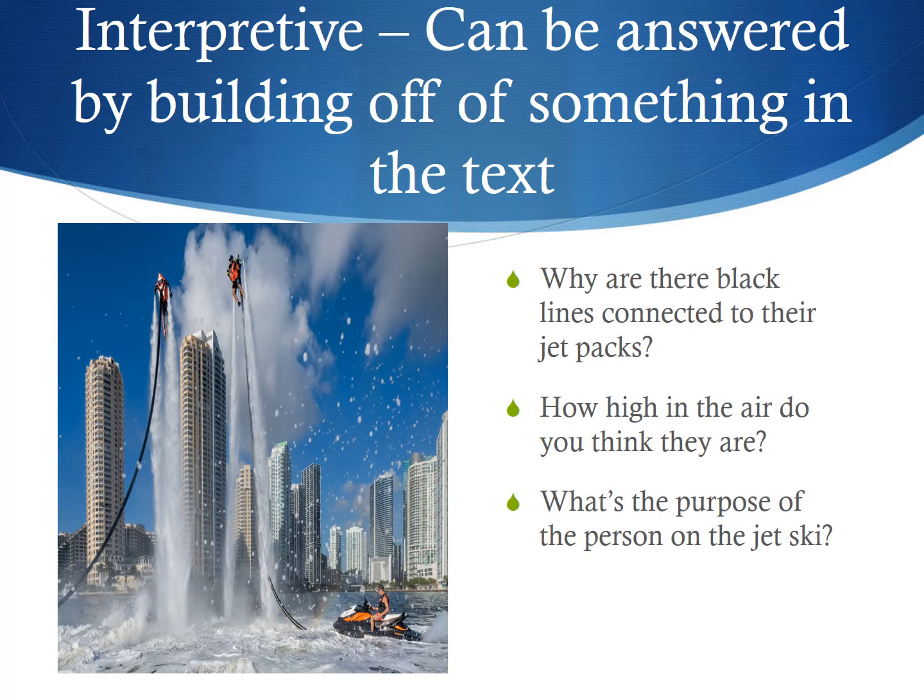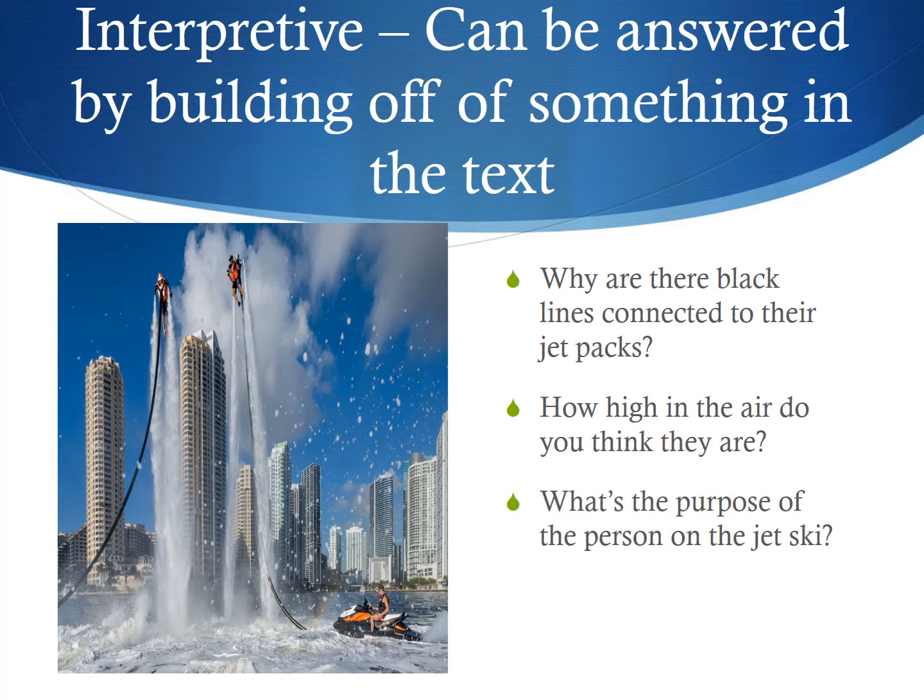The second type of question is an interpretive question. And interpretive questions can be answered by building off of something in the text. The answer isn't right there in front of us, but there's clues that we can use to make inferences and ultimately an informed answer. So if I look at that first question there on the right, why are there black lines connected to their jetpacks? There's not a sign or anything pointing to the black lines telling me their purpose, but I can use some clues in the picture to make my best guess.